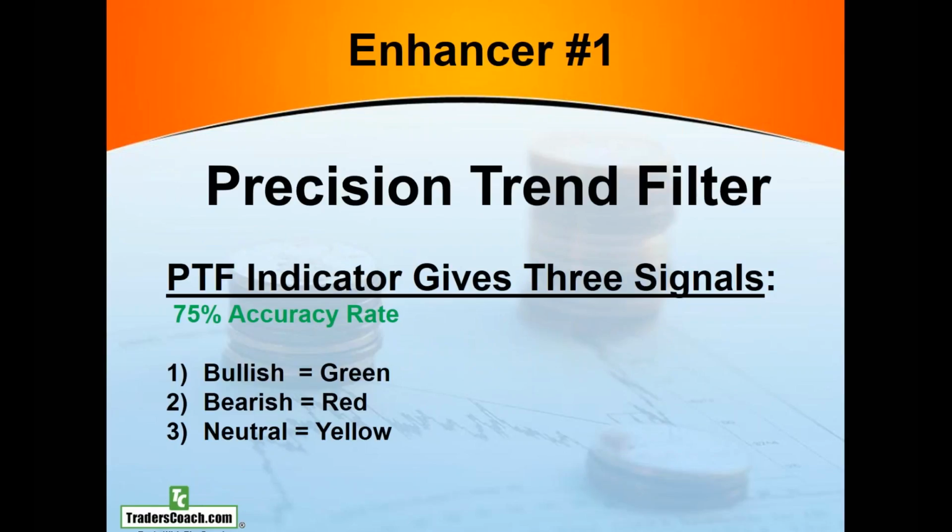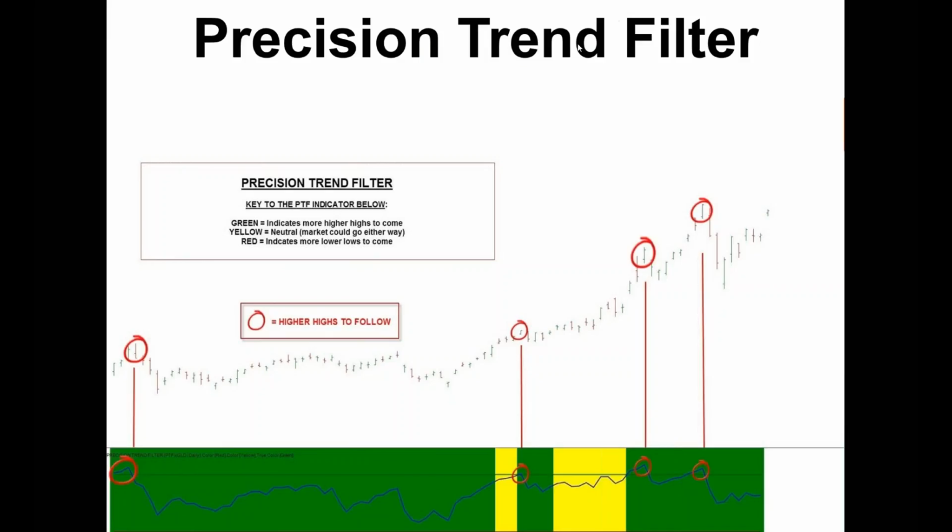The first one is called the Precision Trend Filter, PTF, and if you've looked at Dean's charts, he has these indicators loaded on his chart as well. The PTF is a very simple indicator to use. Again, our motto is keep it simple, KISS. It has a 75% accuracy rate. When it's green, bullish; red, bearish; yellow, neutral. So let's take a look at that.